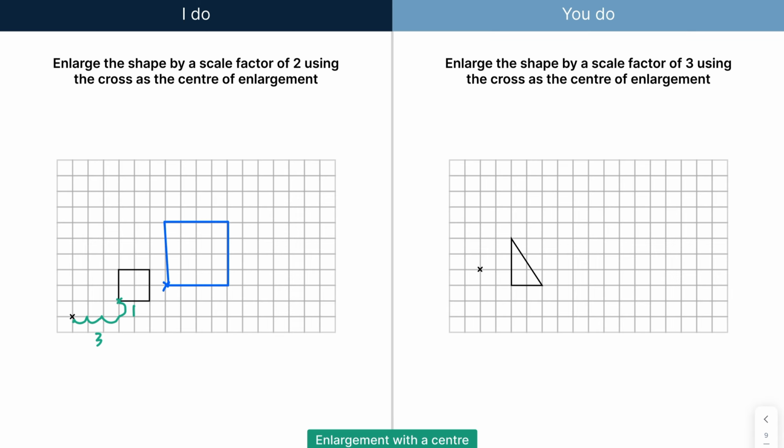So hopefully you've pressed pause and had a go at the example on the right. So pick one of the points of the triangle. That's the first thing I would do. You can pick any point. I'm going to pick that one there. And then count how many squares it takes to get there.